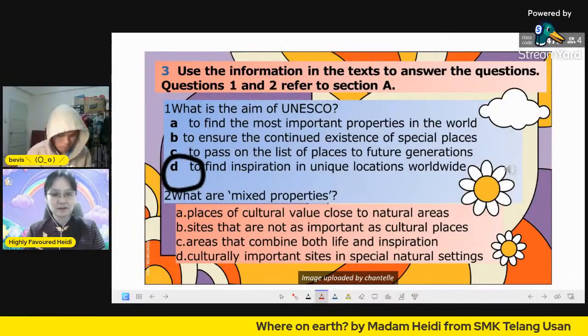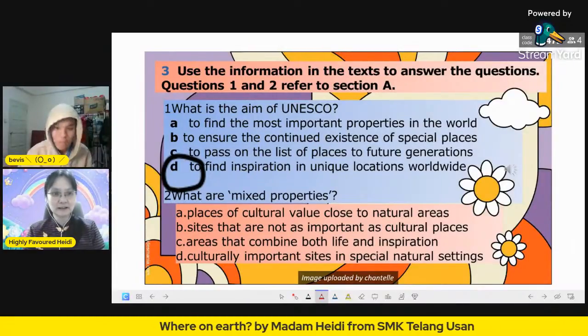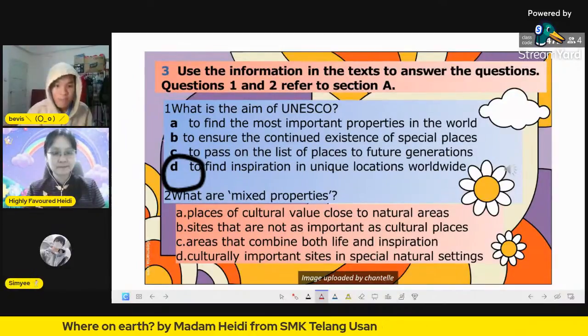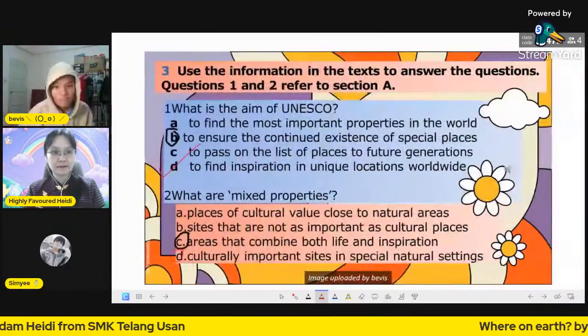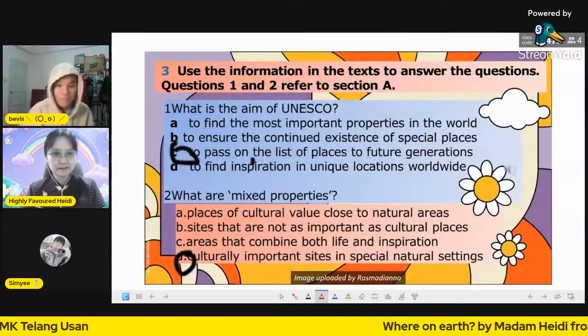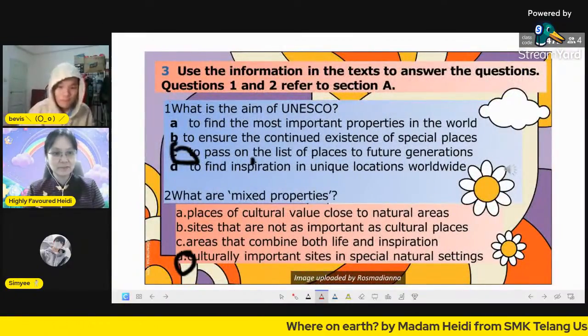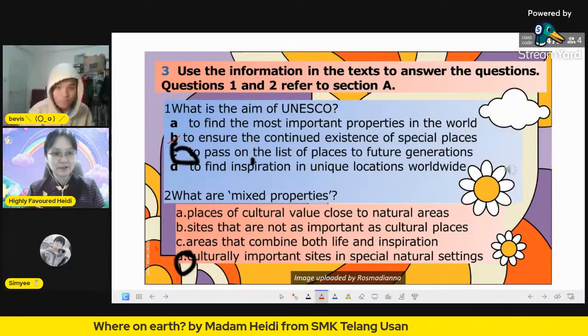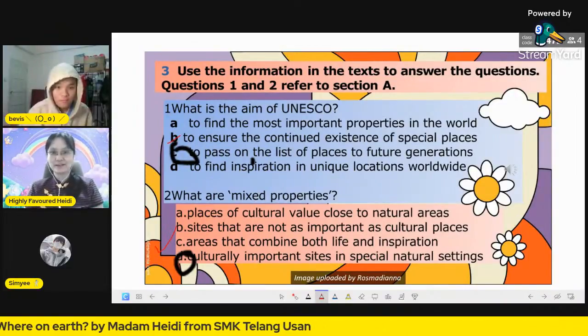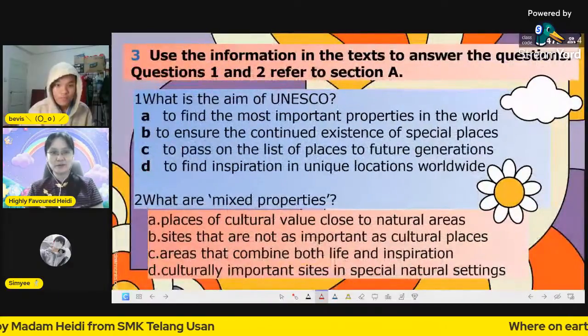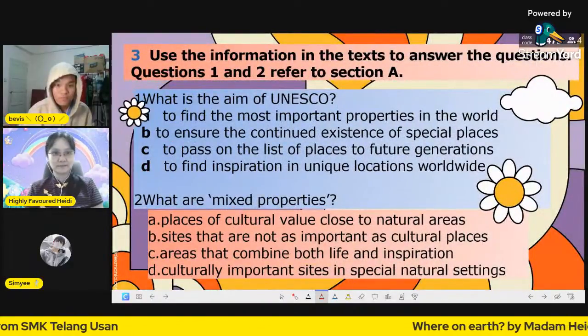Okay, so this is B, Chantel. Okay, supposed to be B, and this is supposed to be D. And then this one, see, I told you it's a bit tricky, right? So both Bevis and Rosma Diana scored 1 point for this A. Okay, now we go to the next one.